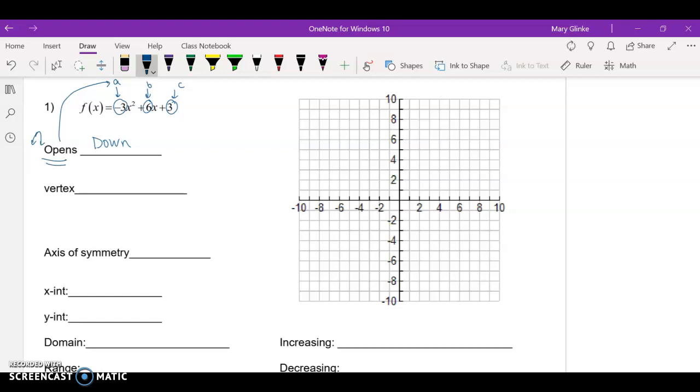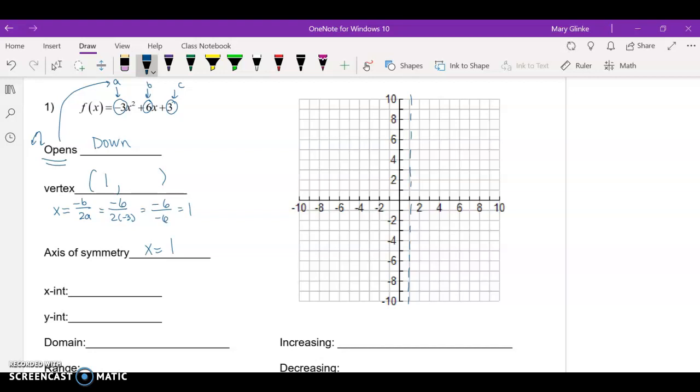To find the vertex, we're going to do x equals -b over 2a. So 6 is positive, it's going to become -6 over 2 times -3, which is really -6 over -6. So it's x equals 1 is the x value of our vertex, which means it's also going to be our axis of symmetry here, because it has to go through our x value of our vertex.